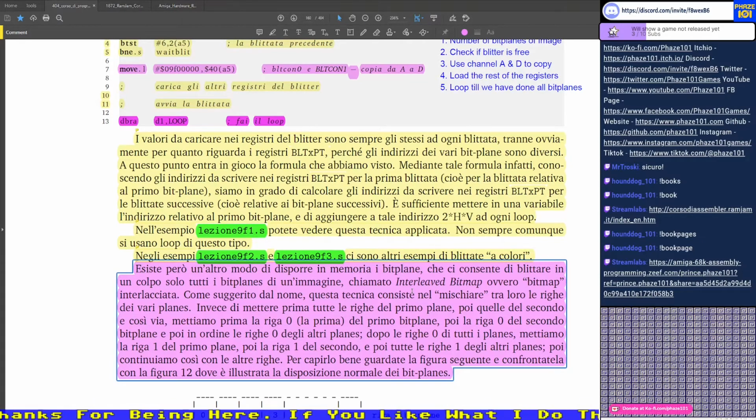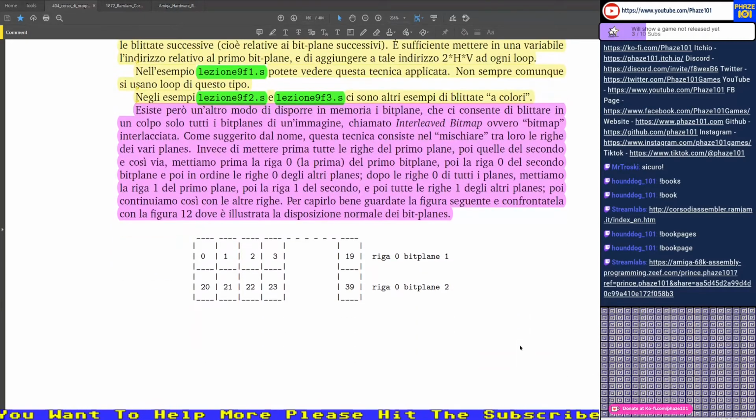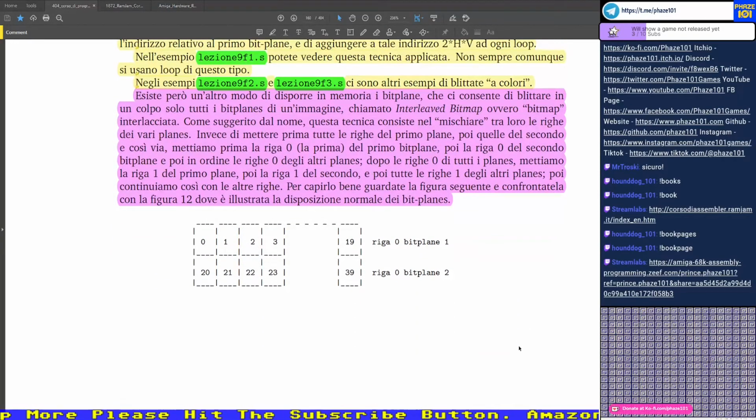So far we have always said that the bit planes come one after each other. So we have bit plane 1, once we finish we have the second bit plane and then the third bit plane. I mean normally, I'm not saying it's a rule, but normally they are consecutive. However, actually, this is what really happens. Imagine if we have, let's say, line 0 of bit plane 1, line 0 of bit plane 2, line 0 of bit plane 3, etc, etc.